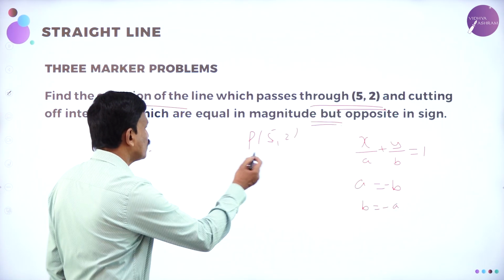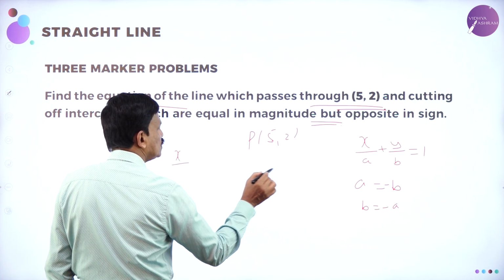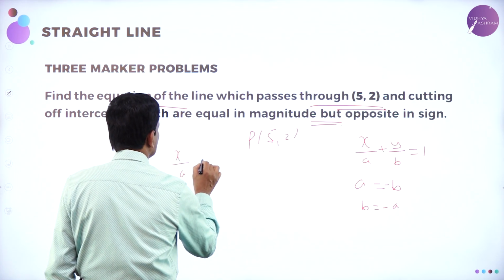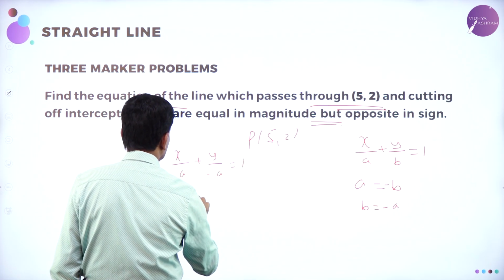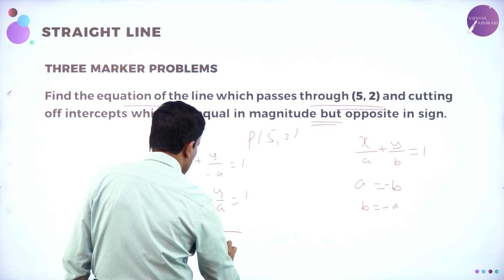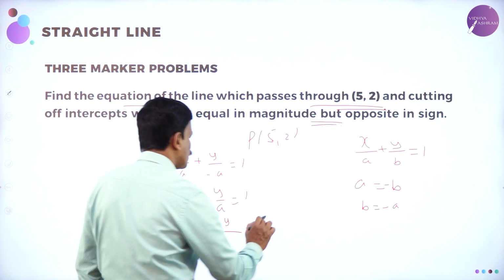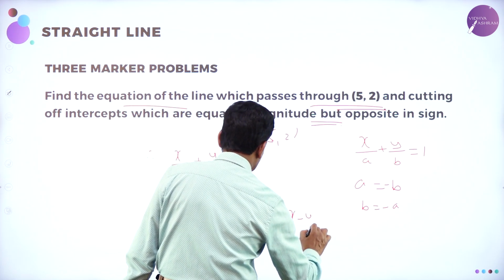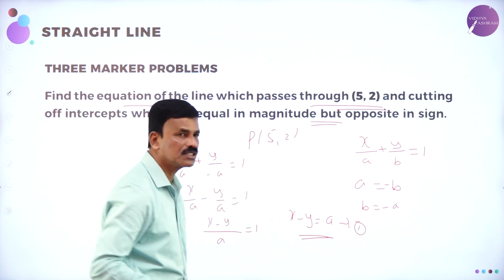Now, therefore, the given equation x by a plus y divided by b, where b can be written as minus a, is equal to 1. This is x by a minus y by a is equal to 1. Take LCM, a is the LCM, x minus y by a is equal to 1. So, therefore, x minus y is equal to a is the equation. Let us represent this as equation number 1.